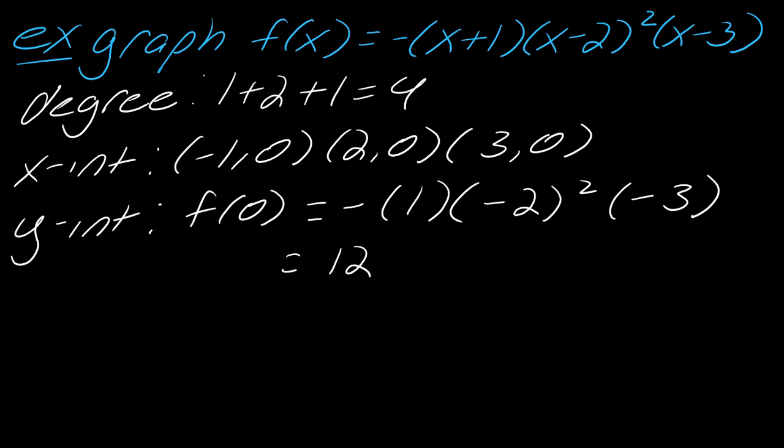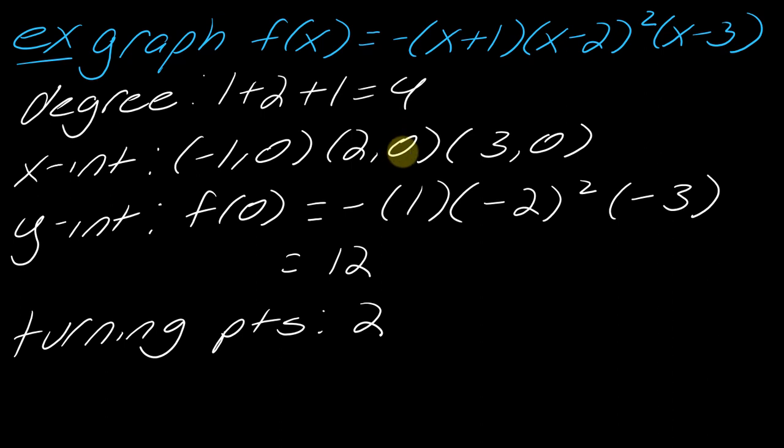Okay, so now how many turning points am I going to have? I'm going to have one turn in between each set of x-intercepts. So I have one turn, two turns. So I'm going to have 2 turning points in total. This makes sense because remember at 2, so maybe I'll just note this. At (2, 0), you're going to have a parabola shape. So I'll just note that.